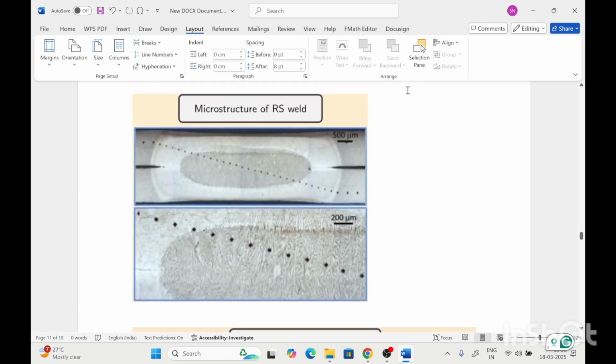So this is the microstructure formed in this spot welding. This is the weld nugget formed. And in the microstructure we can see the small columnar grains forming in the weld nugget.